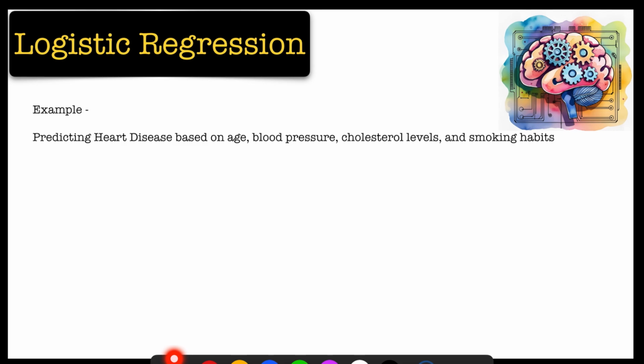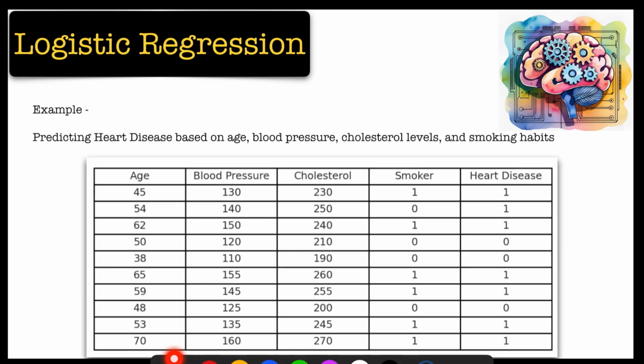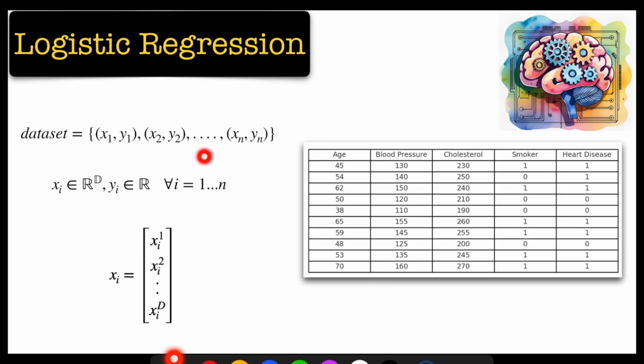Now, in this video, we'll discuss this problem: predicting heart disease based on age, blood pressure, cholesterol, and whether someone is a smoker or not, and the output will be heart disease. So we'll have some training data set where for these inputs, age, blood pressure, cholesterol, smoker, we will have this output given. This is the labeled output given. Consider we have this data set.